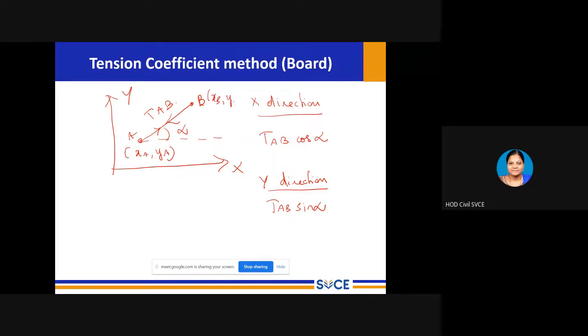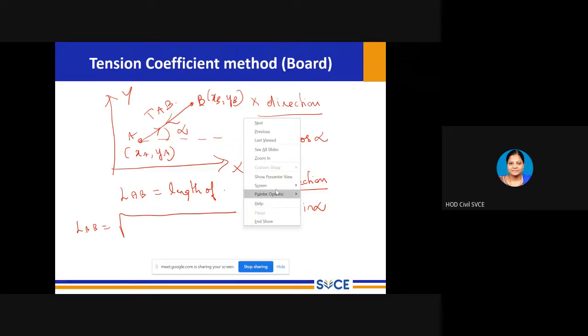And we know that LAB is the length of the member AB. You can calculate the length of the member AB because we know the coordinates. You can simply apply the distance formula, so we'll get the square root of XB minus XA whole squared plus YB minus YA whole squared.